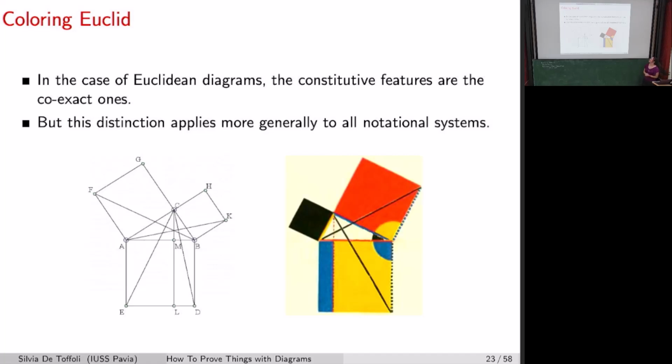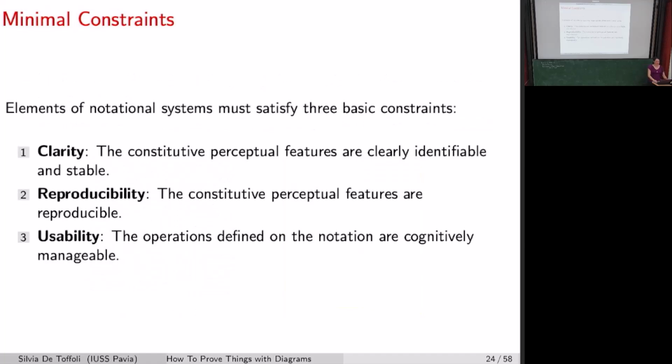8 minutes later. But coloring: in the case of Euclidean diagrams, the constitutive features are what Ken Manders called coexact ones. To go quickly, normally the color doesn't matter. But in fact, there are some Euclidean diagrams, like this colorful diagram by Byrne in the 1800s. He had a colorful edition of the first 4 books of Euclid, in which colors encode information, and in fact, it doesn't need letters.